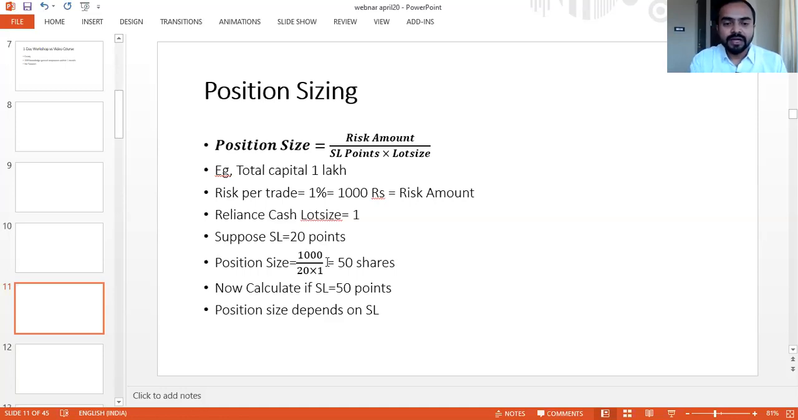Now I will give you one more example. Suppose now my stop loss is increased. Suppose my stop loss is now 50 points. Now you tell me what will be my position size. My stop loss is 50 points, my lot size is 1, and my risk amount is the same, which is 1000 rupees. How many shares of Reliance cash can I trade? Just type your answer in the comment box so that I can know it.